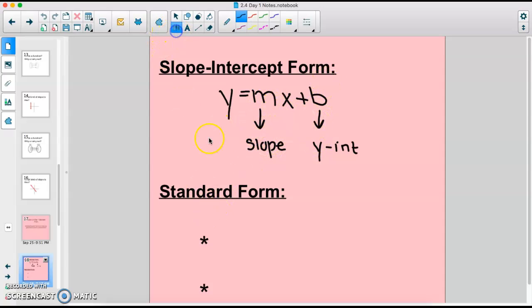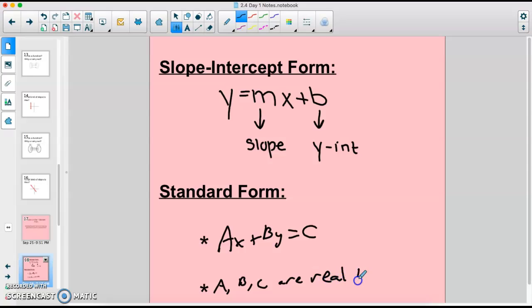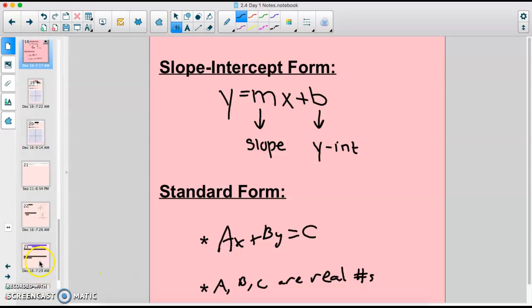Now, today we're going to be working in standard form, which looks like this: ax plus by equals c. Okay, and the qualifier here is that a, b, and c all have to be real numbers, and what that means is that there's no imaginaries. For this purpose, it's not a huge deal because we haven't worked with imaginaries yet this year. But just something to be aware of here.